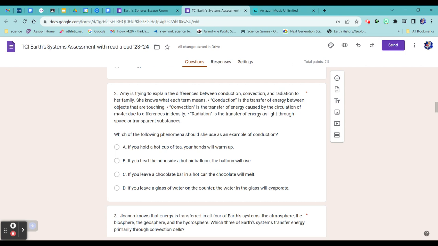A, if you hold a hot cup of tea, your hands will warm up. B, if you heat the air inside a hot air balloon, the balloon will rise. C, if you leave a chocolate bar in a hot car, the chocolate will melt. D, if you leave a glass of water on the counter, the water in the glass will evaporate.